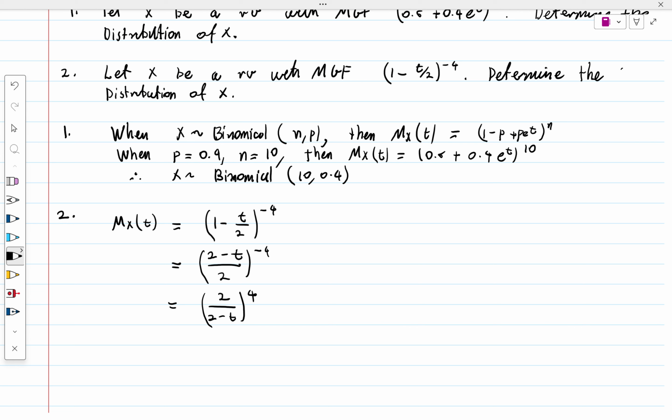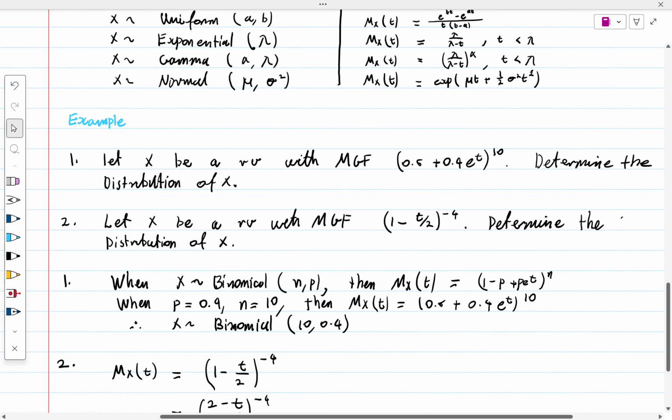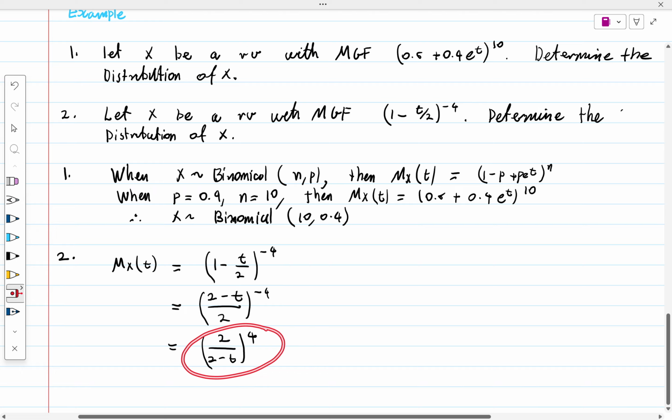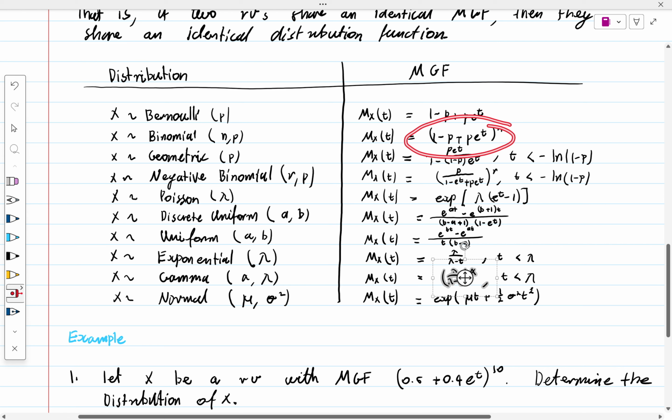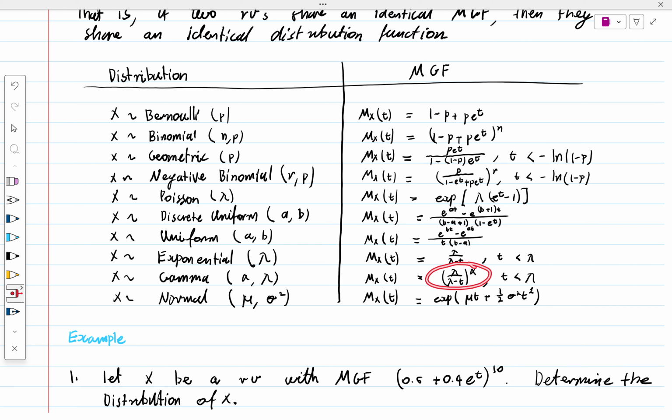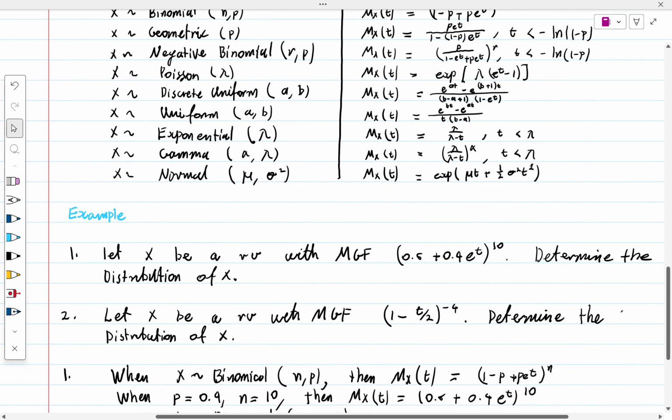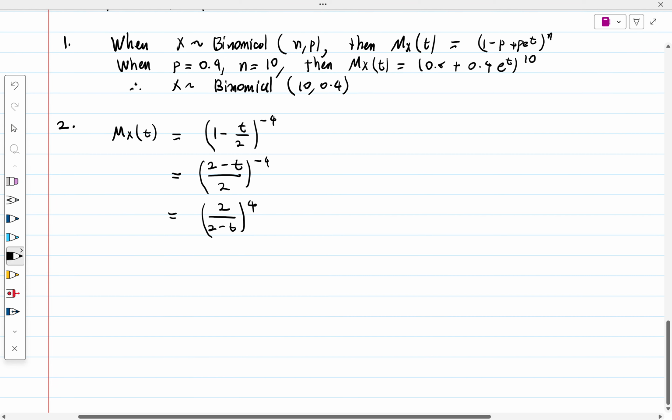And now perhaps this is something that is easier to handle. Now if we have a look, this 2 on 2 minus t to the power of 4, does it look like this one? No. Does it look like this one? No, that's a power one. What does it look like? Oh, here's one that might be interesting. The gamma distribution has this particular functional form, lambda on lambda minus t to the power of alpha. So I'm going to write that down.